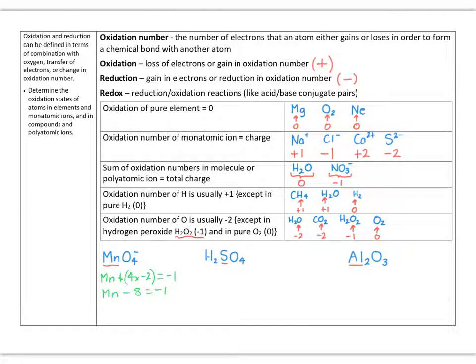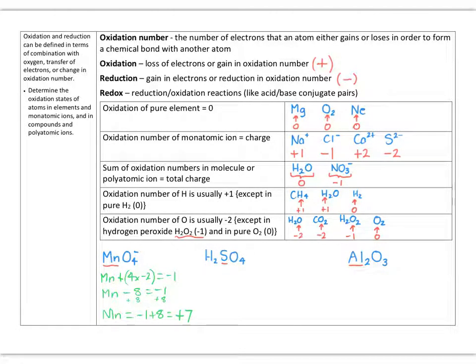To get rid of the -8, we add 8 to both sides. Hopefully you're good at algebra by this point. So we get manganese is equal to -1 plus 8, which is equal to +7. So the oxidation state of manganese in the permanganate ion, MnO4-, would be +7.